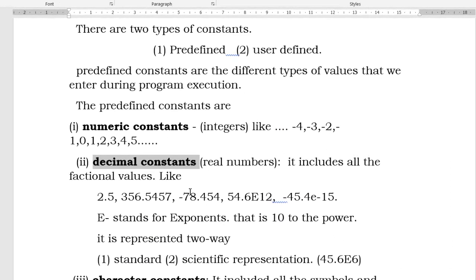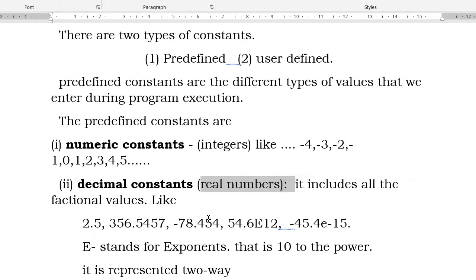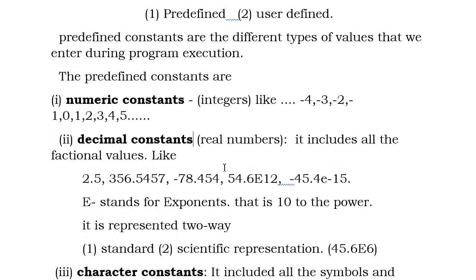Now coming to the decimal constant, the real numbers. Decimal numbers are also called the real numbers. Real numbers are of two types: one is called standard representation, another is called the scientific representation. See, this is scientific representation, having e for exponent.